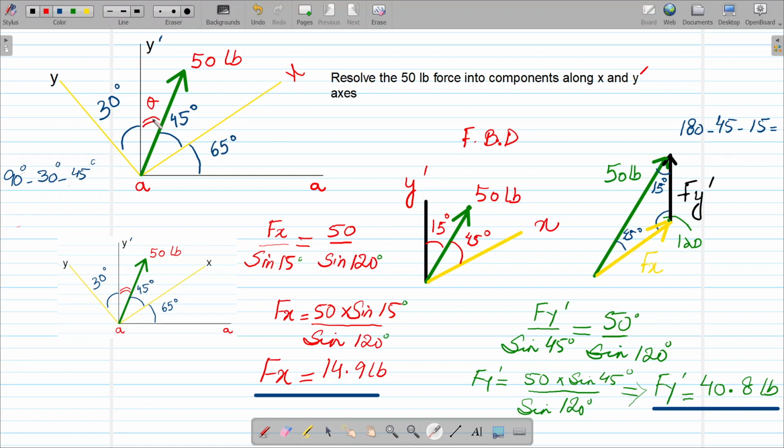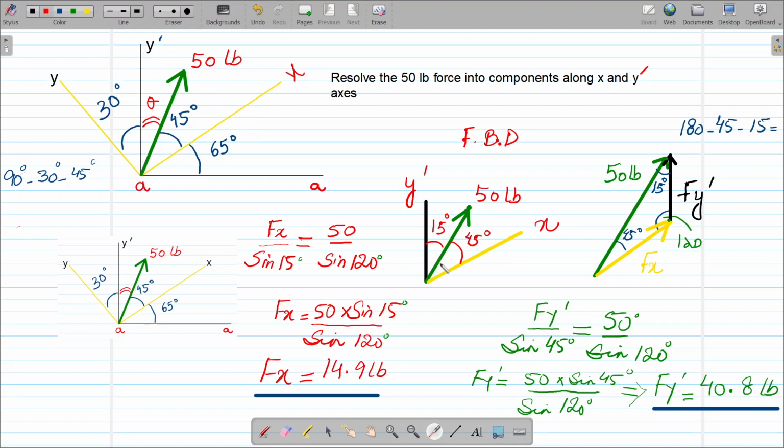In order to calculate this theta, we know the x and y axis are 90 degrees apart. So from 90 degrees, if we subtract 30 and 45 degrees, we end up with an angle which is 15 degrees. Then we want the projection of this 50-pound force along the x and the y dash axis.